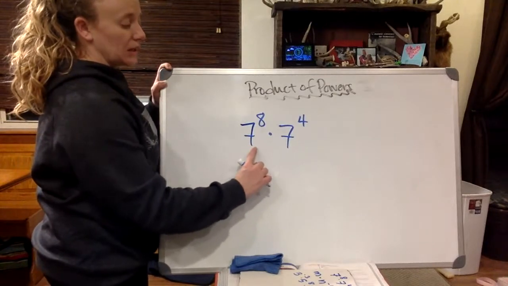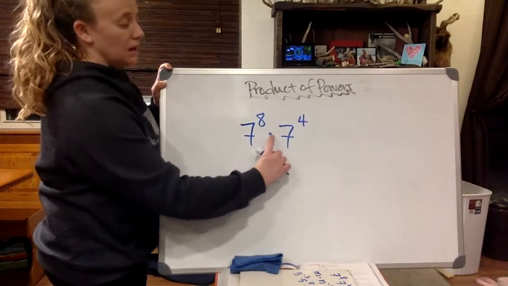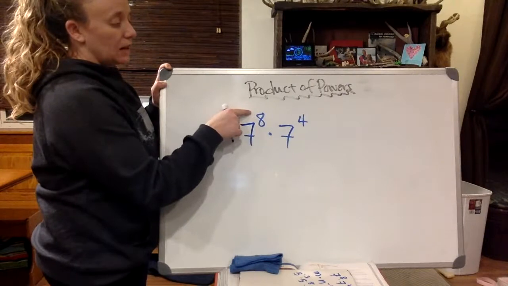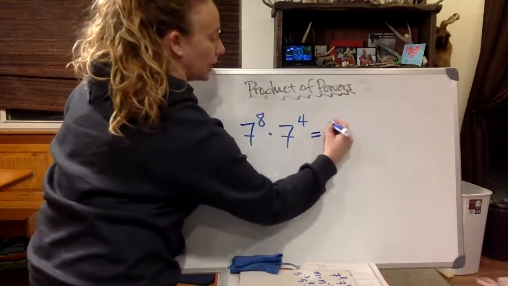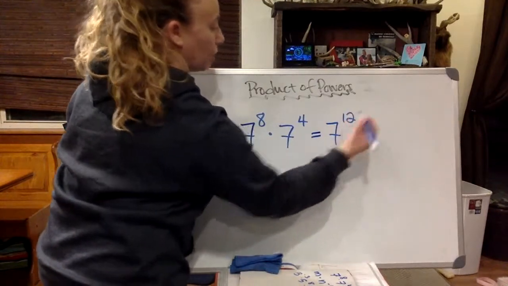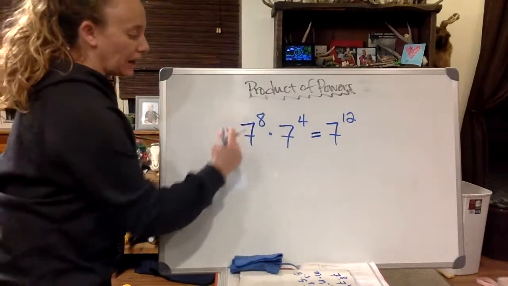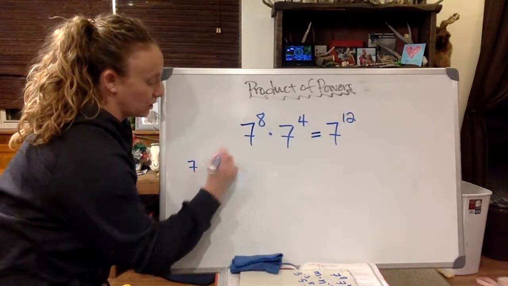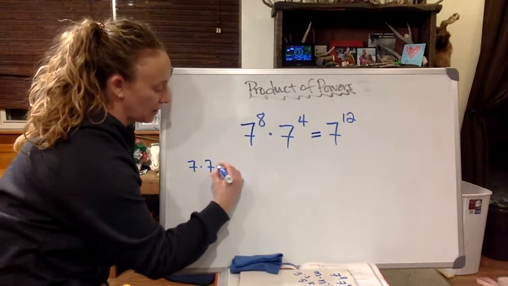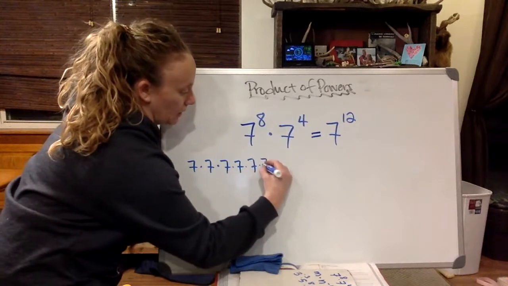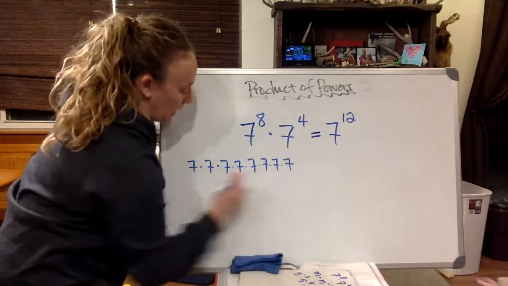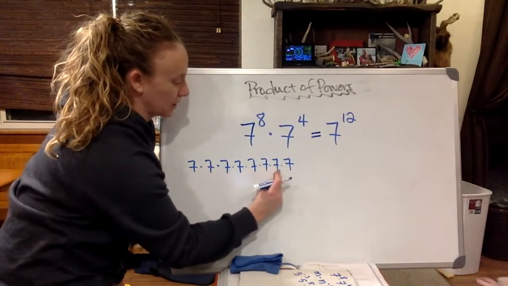Technically, we can just look at this and say we have the same base. These bases are being multiplied. The exponents are then added. So I should get 7 to the 12th power. But to be sure, I can rewrite this in expanded form. So 7 to the 8th power is 8 sevens: 7 times 7 times 7 times 7 times 7 times 7 times 7 times 7. Is that 8? 1, 2, 3, 4, 5, 6, 7, 8.